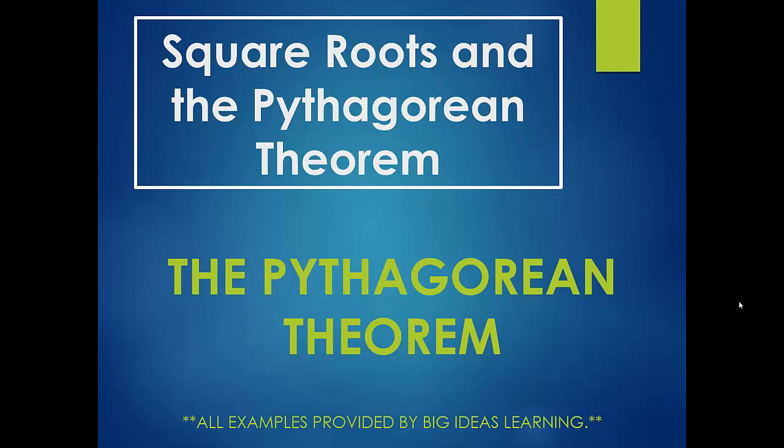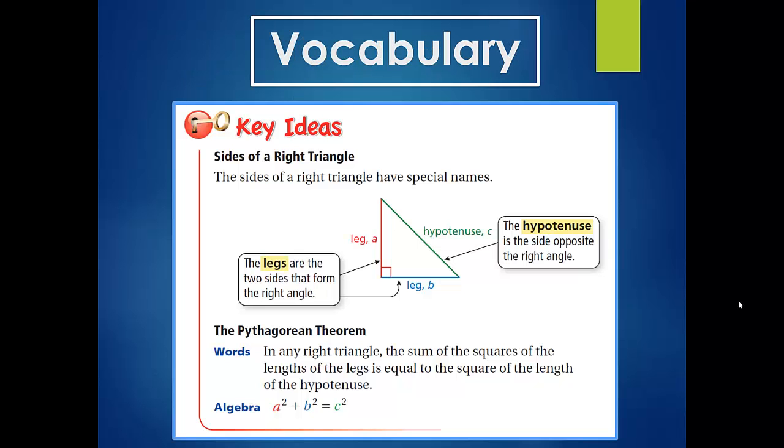Today's lesson is on the Pythagorean Theorem. First, we'll look at sides of a right triangle. The sides of a right triangle have special names. The legs are the two sides that form the right angle. The hypotenuse is the side opposite the right angle.